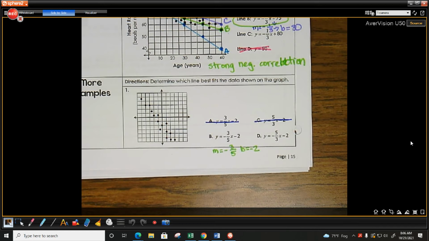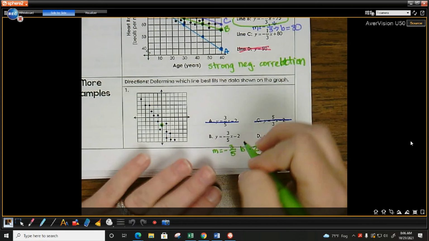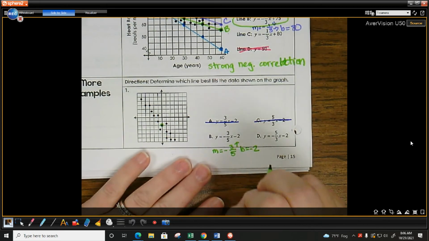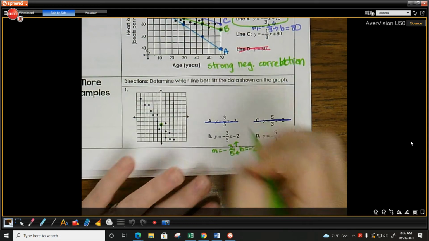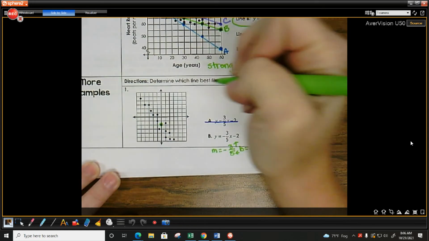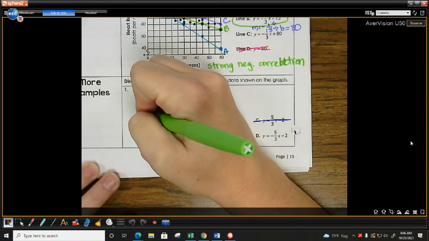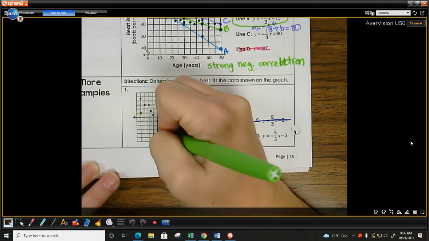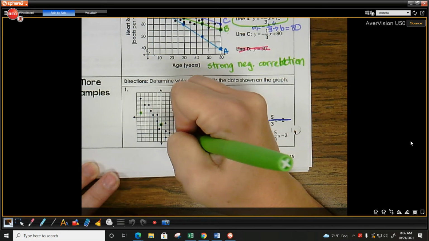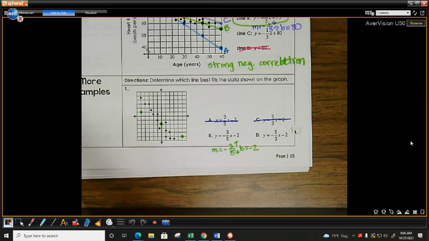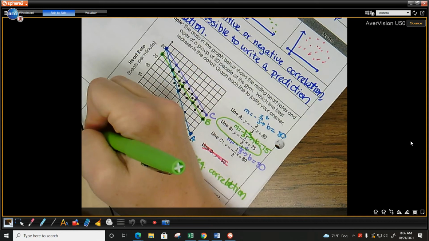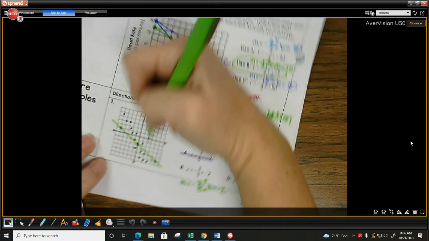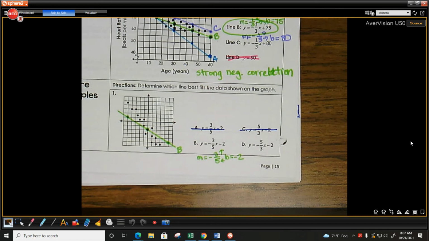-2. I'm going to go up, and since it's negative, I'm going to go up to the left. So up 1, 2, 3, left 1, 2, 3, 4, 5. Or go 1, 2, 3 down, 1, 2, 3, 4, 5 to the right. And draw your line. And that is line B. Do we think that looks like a good representation, guys? There's some above it, some below it, but doesn't this data look a little bit steeper than the line we just drew?